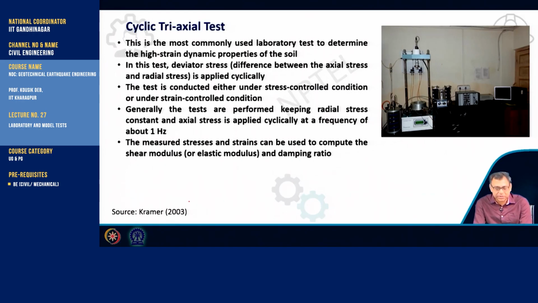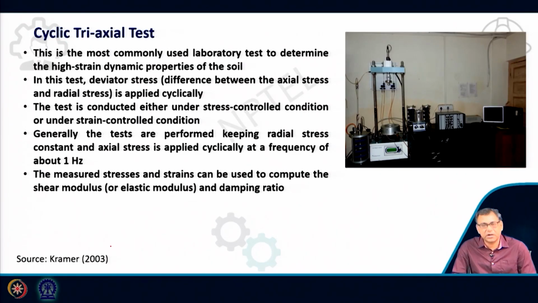In this test, deviatoric stress, the difference between your axial stress and the radial stress, is applied cyclically. Okay? The test is conducted either under stress control condition or under strain control condition. Generally, tests are performed keeping radial stress constant. Radial means your all-round stress. And axial stress is applied cyclically at a frequency of around 1 Hz.